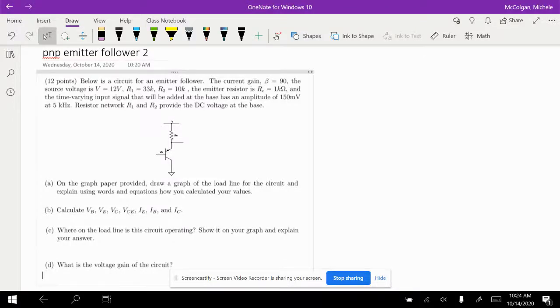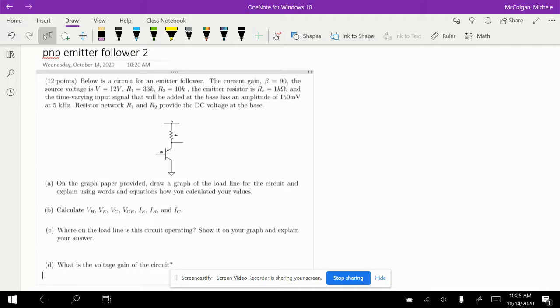This is a PNP emitter follower practice problem. So we can see here we have the current gain, the voltage source, the R1 and R2, and I'll draw those in a minute, and the emitter resistor, RE. And we also see that we have a time-varying input signal that will add into the base, and that has an amplitude of 150 millivolts at 5 kilohertz.